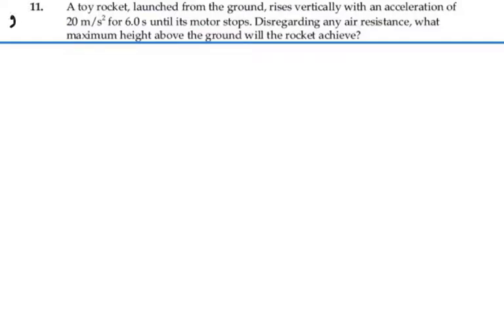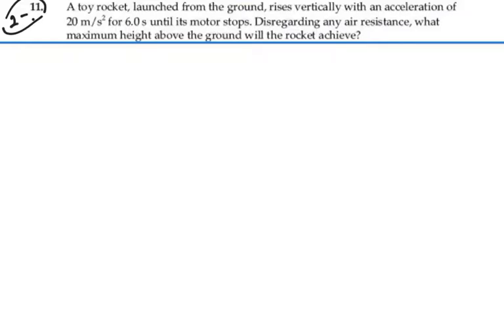Here's problem 211. A toy rocket launched from the ground rises vertically with an acceleration of 20 meters per second squared for 6 seconds until its motor stops. Disregarding any air resistance, what maximum height above the ground will the rocket achieve? Well, we actually are going to have two parts to this problem, so this is actually a bonus problem.